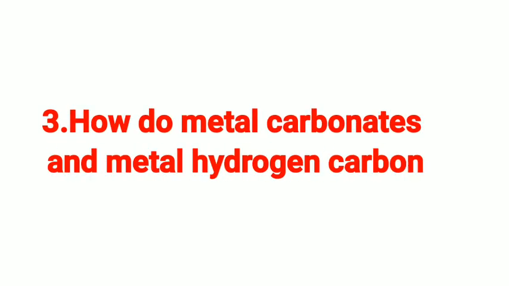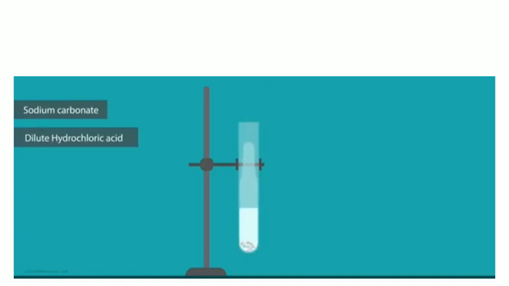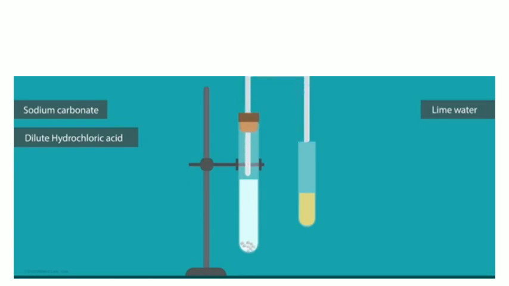How do metal carbonates and metal hydrogen carbonates react with acid? Take sodium carbonate in a test tube, add dilute hydrochloric acid. Allow the gas evolved to pass through lime water taken in another test tube. We observe that the lime water turns milky, showing that the gas evolved is carbon dioxide. The following reaction takes place.